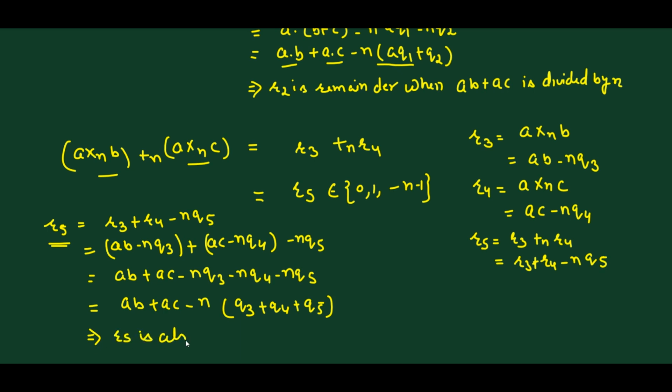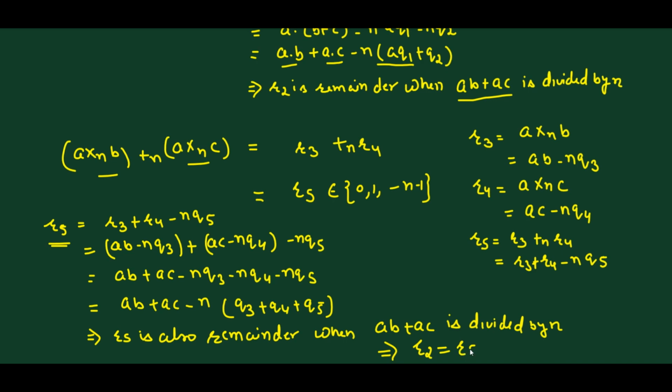R5 is also the remainder when AB plus AC is divided by N. So it means R5 is also remainder. And you know that AB plus AC is a fixed number, the same number. One time you are dividing it by n, you are getting remainder R2, and the second time you are dividing, you are getting the remainder R5. But you know that remainder is always unique. Therefore this implies R2 must be equal to R5.